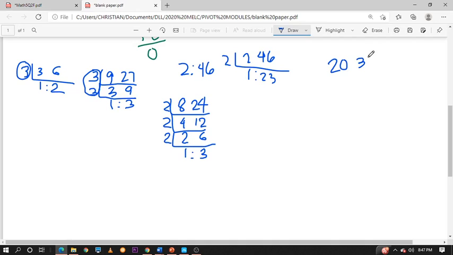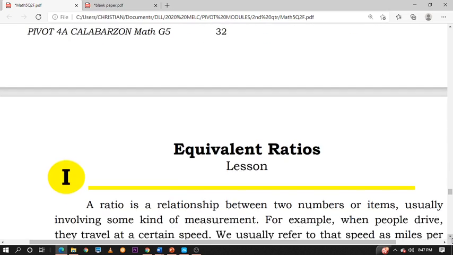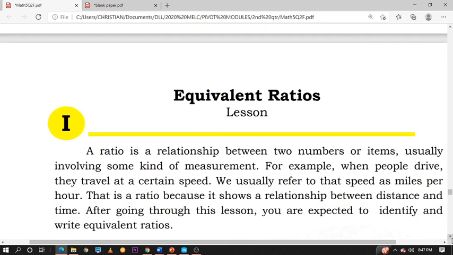Let's use continuous division. We can divide by 5. 20 divided by 5 is 4. 35 divided by 5 is 7. There's nothing more we can divide 4 and 7 by, so this is our lowest term: 4 is to 7. Okay? That is what we will do for learning task 3. That's the lesson about simplifying ratios.